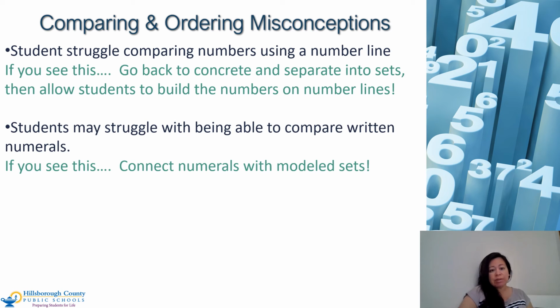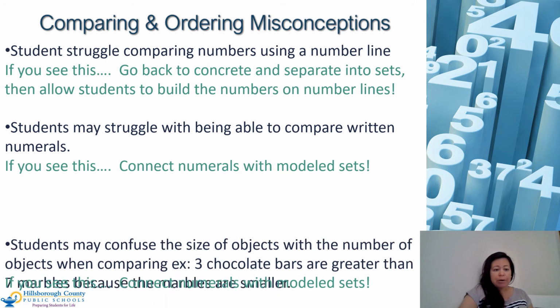If you see students that are struggling with being able to compare the written numerals, we want to make sure we're comparing written numerals to modeled sets again. So if you're asking a student to compare 14 and 19 and they're struggling because they just have the numerals there, we can ask, can you draw a picture of the number 14 and the number 19? If not, then go back. Can we build the number 14 and then build the number 19 and then go from there?